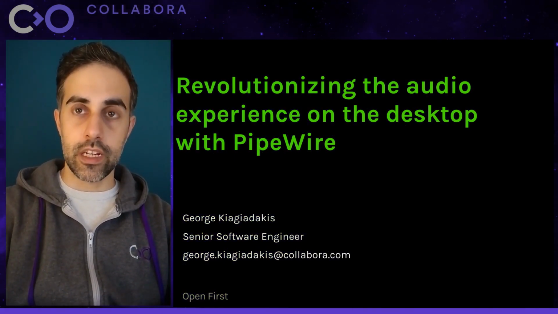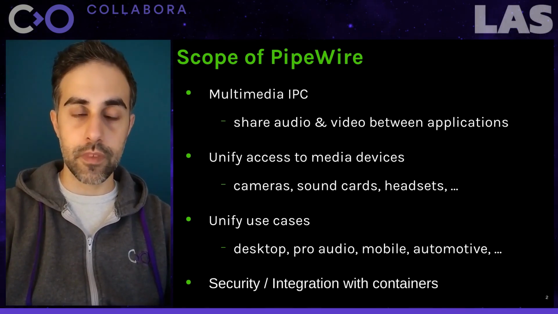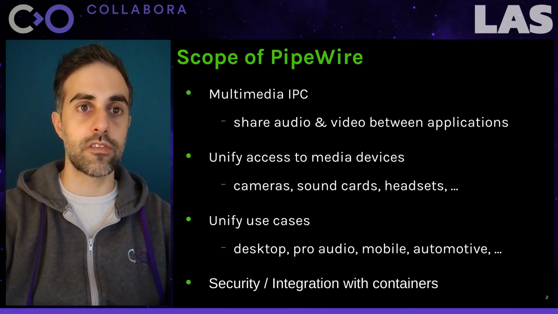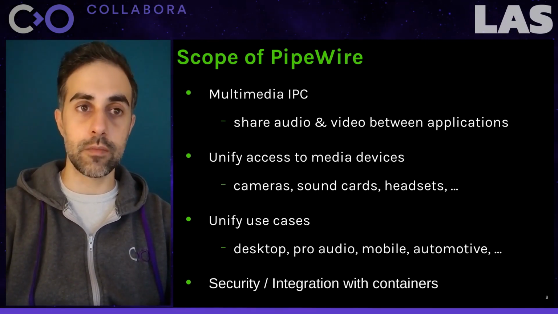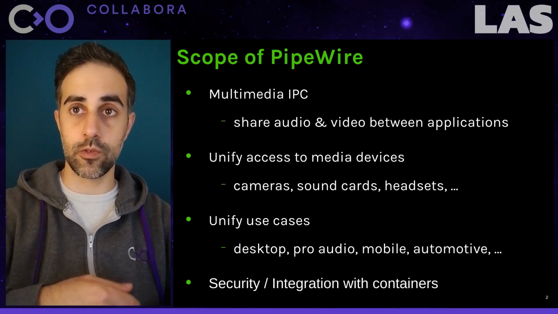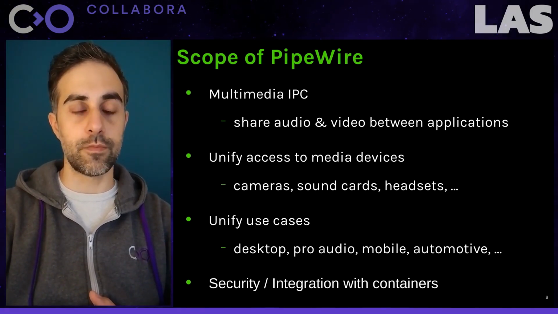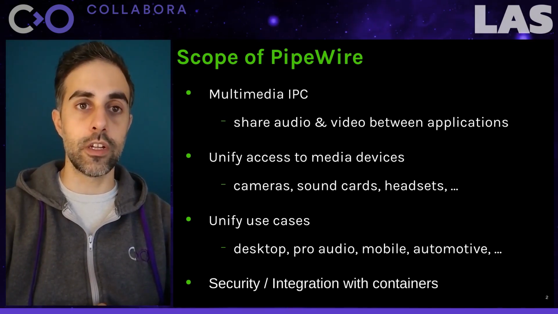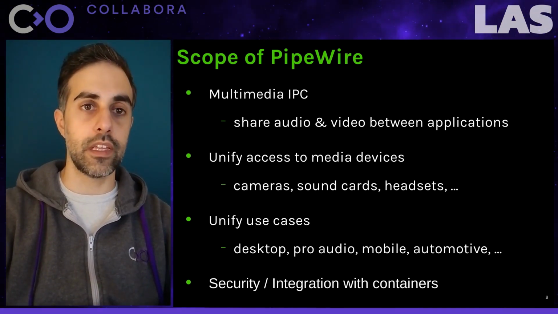Let's first start by looking at what is PipeWire. PipeWire is a system daemon whose main goal is to provide a means for applications to share audio and video between each other. And not only that, but also between applications and devices, allowing devices to be presented to applications in a unified way. So all kinds of media devices like cameras, sound cards, Bluetooth headsets, and so on. These are all devices that can be accessed through PipeWire in a unified way.